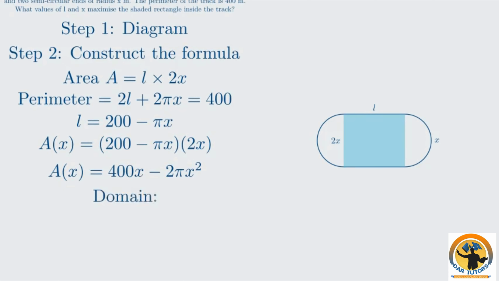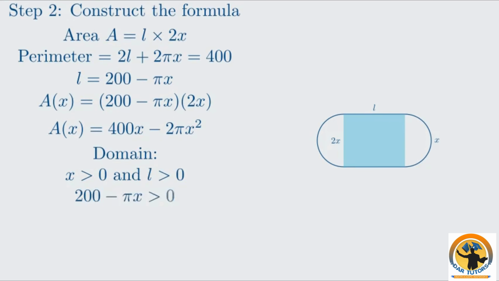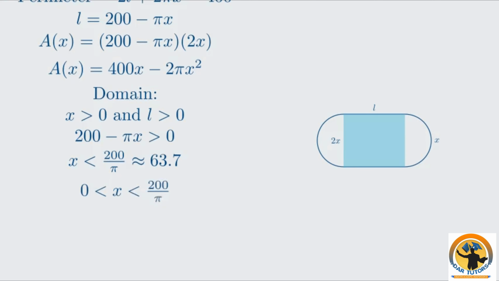For the domain, x must be positive. Also, the length L must be positive, so 200 minus πx must be greater than 0. This means x must be less than 200 over π, which is about 63.7, so 0 is less than x is less than 100 over π. Let's complete the athletics track problem.